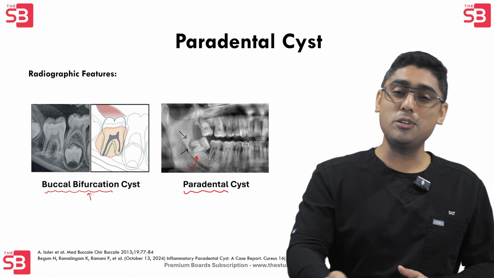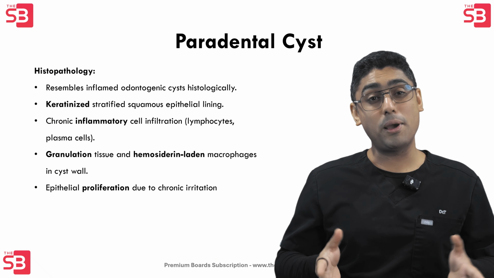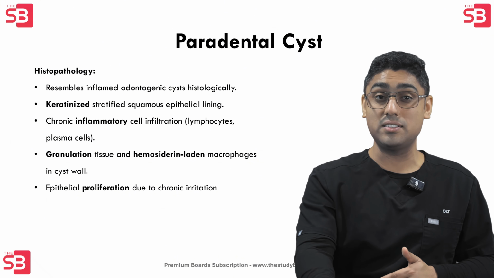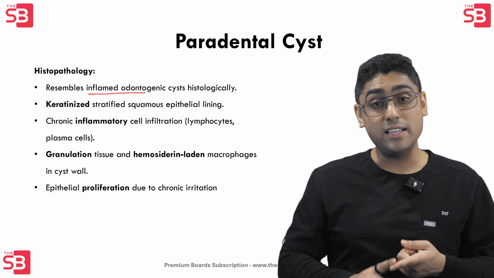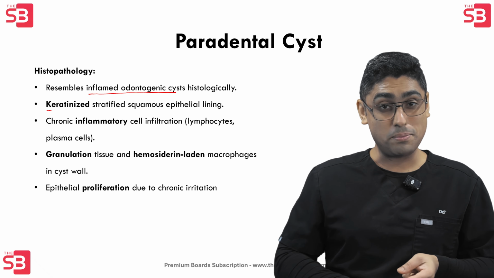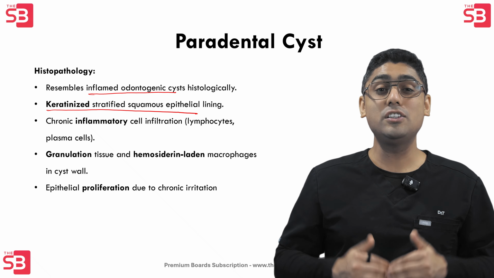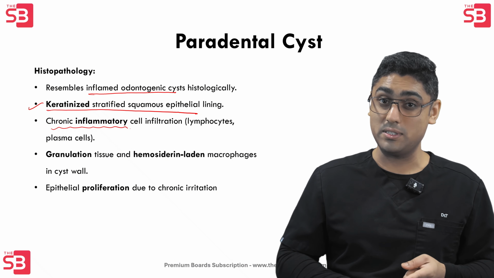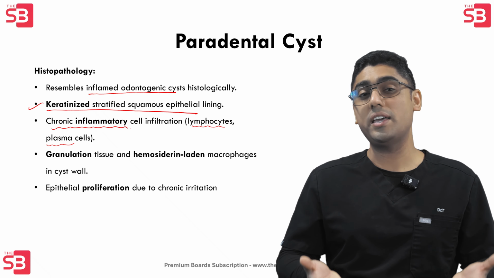Now let's move into the histopathology of paradental cyst. Under a microscope, it looks very similar to other inflamed odontogenic cysts. The lining is made up of keratinized, stratified squamous epithelium, and the cyst wall is filled with chronic inflammatory cells. What are these cells? Mainly lymphocytes and plasma cells, which are reflecting ongoing irritation.